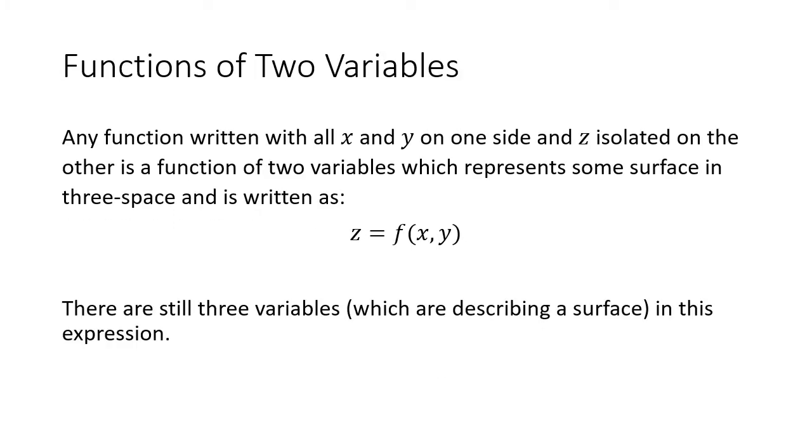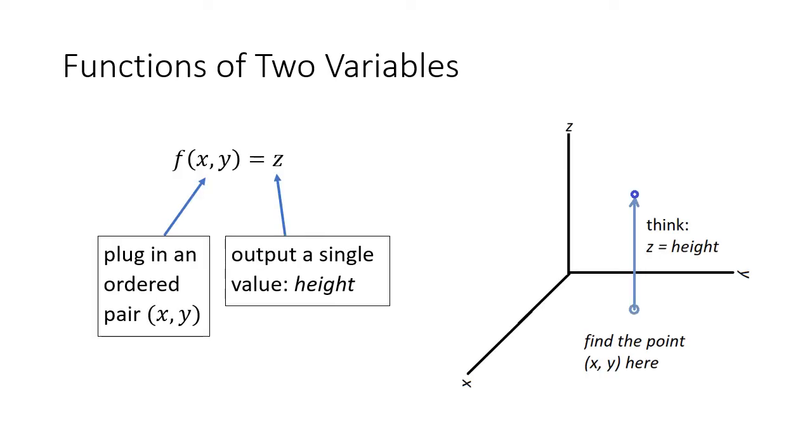And this is how we're going to define our functions of two variables. If I can isolate z on the left-hand side and move everything else to the right, everything on the right is going to consist of x's and y's and constants, and it's still going to describe some surface in 3 space. We still have our 3 variables. It's just, if I can get z by itself, it's going to make life way easier. And that's because the way we're going to think about this is kind of a little bit, well, in reverse of how it's typically written.